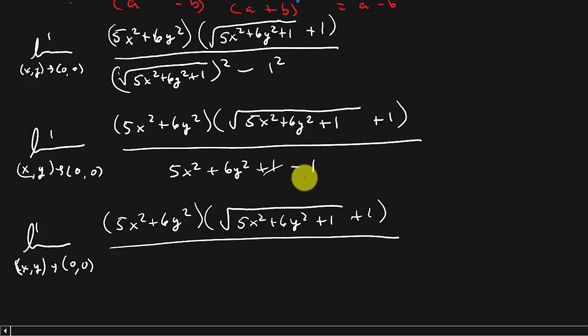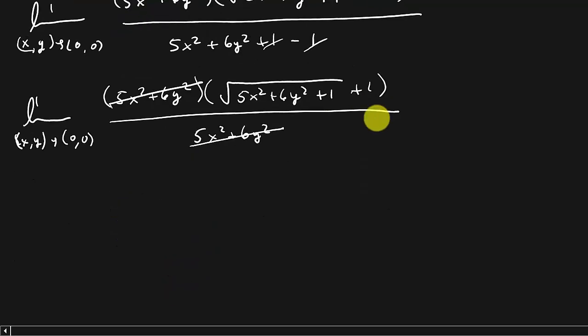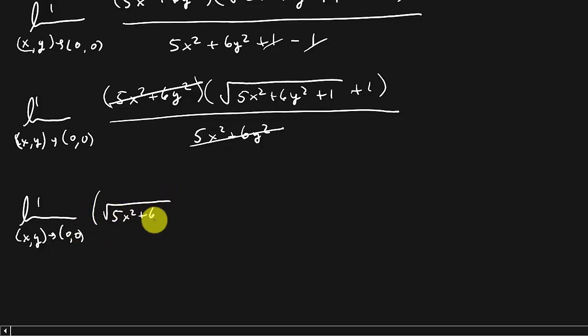And then you see here the 1's go out, leaving 5x squared plus 6y squared in the denominator. And you can see that cancels. And we're left with the limit as (x, y) goes to (0, 0) of the square root of 5x squared plus 6y squared plus 1, plus 1.